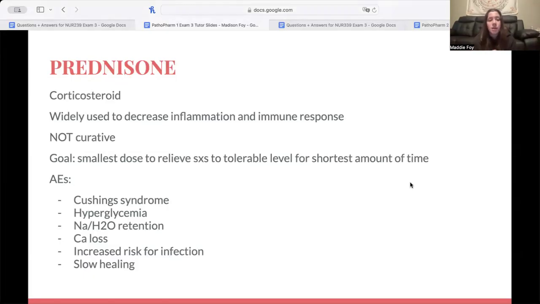But there's Cushing syndrome, hyperglycemia or high blood sugar, sodium and water retention, calcium loss, and then because it decreases your immune response, you're at an increased risk for infection. And because it decreases your inflammation response, you are therefore at a risk for slower healing. So just kind of using logic to think through that. If you know a steroid decreases your immune response, you're automatically more susceptible to infection. So just putting those pieces together when thinking about nursing interventions will be super helpful moving forward as well.